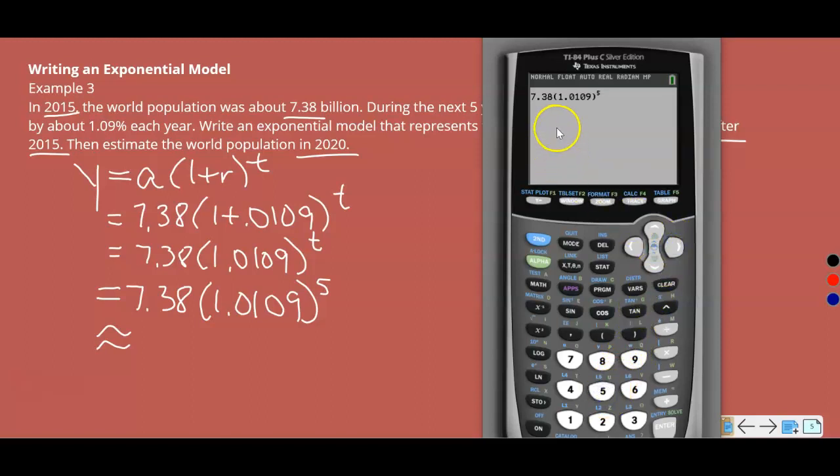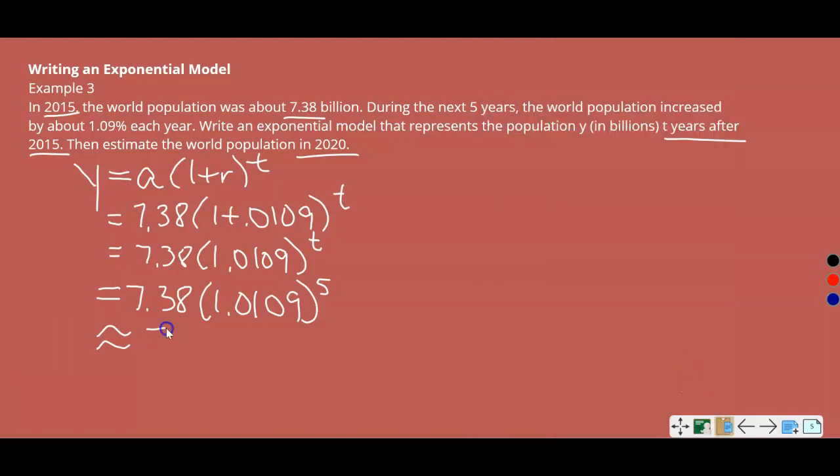All right, make sure you've got it all typed in correctly. And it's going to be about 7.79. And remember, that's in billions. So in the year 2020, which now we know that's already in the past, the world population would be about 7.79 billion.